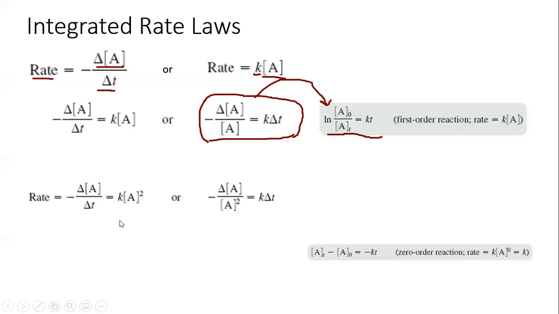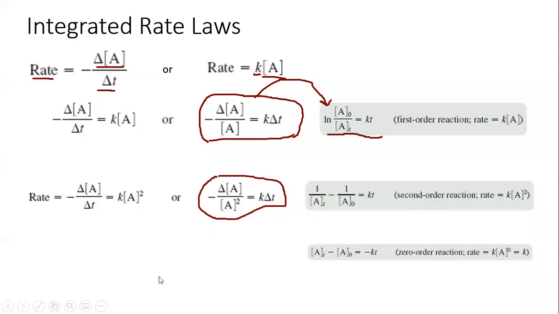Now for second order, we do the same thing. We get this equation here. So we put the two rate equations together. And then when we do differential equations, we get this for the second order integrated rate law. So again, this shows you how concentration and time are related to one another. So we look at what's called the integrated rate law.